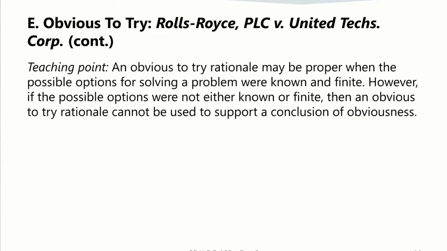The lesson here is that an obvious-to-try rationale may be proper when there are finite and known options. However, if the options are not finite or known, then one cannot use this rationale to support a conclusion of obviousness.